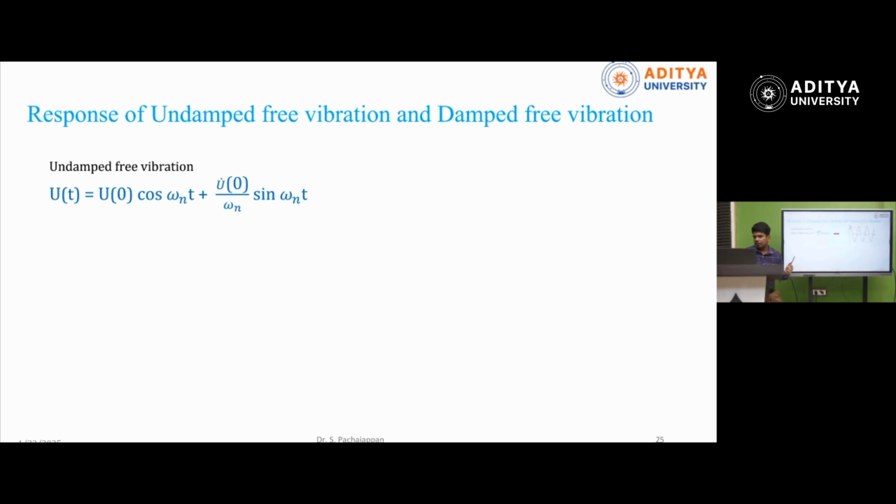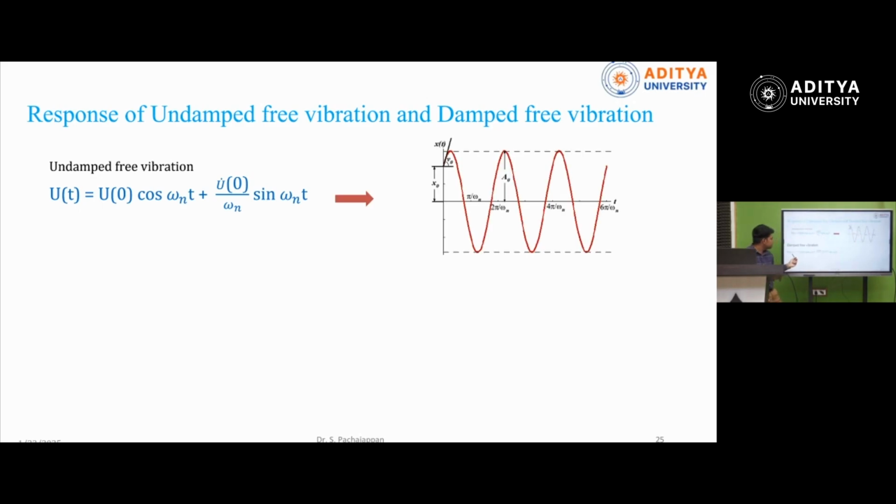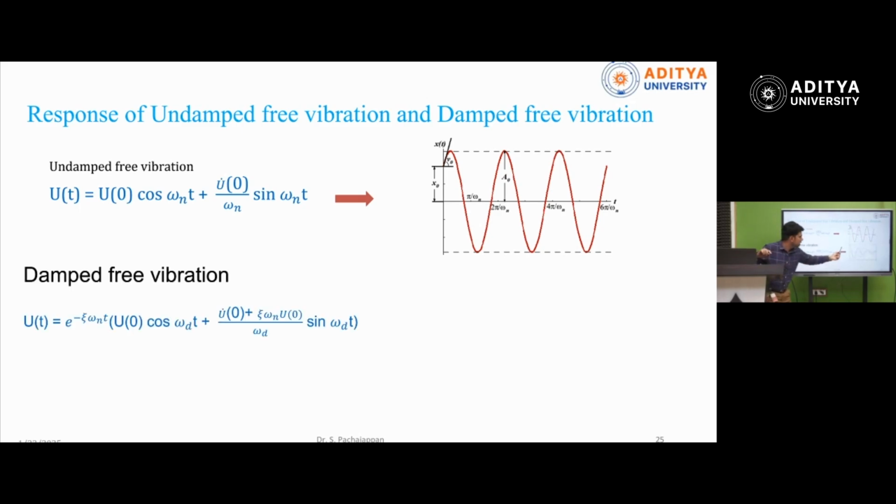Now coming to the next case, this is the solution for damped free vibration. If you plot this, we have the same wave pattern and e power minus zeta into omega n t is there. Now you see this response is exponentially decaying. That means after some time interval, this response will come to an end and the structure will become completely stable in the rest position.